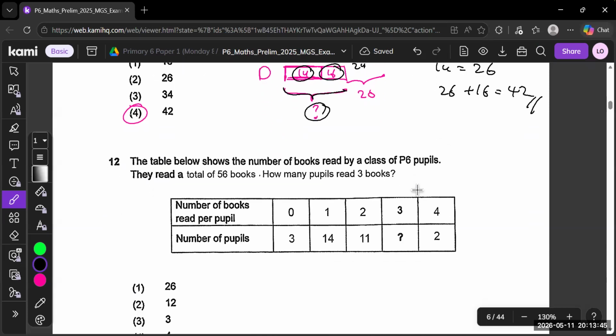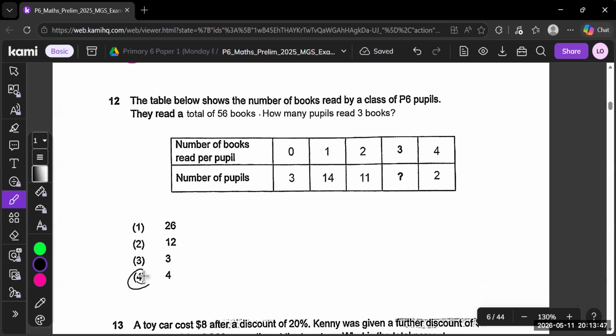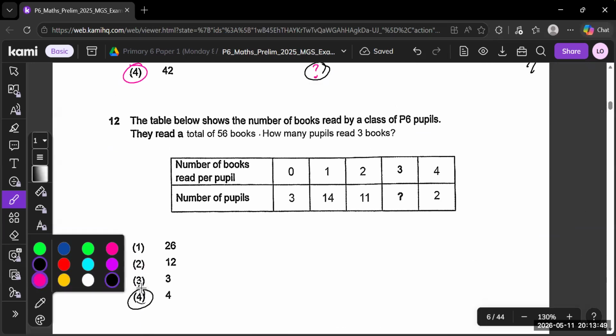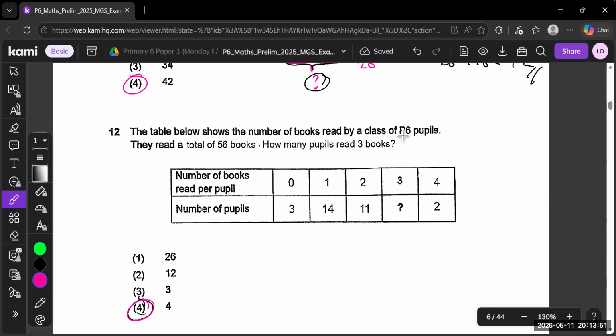Answer is number 4. Question 12, answer 4. The table shows the number of books read by a class of P6 students. They read a total of 56 books. How many pupils read 3 books? Now, you have to be very careful because the table tells you that 3 pupils read nothing. So 3 times 0. It's not 0 books, but 3 students read nothing.